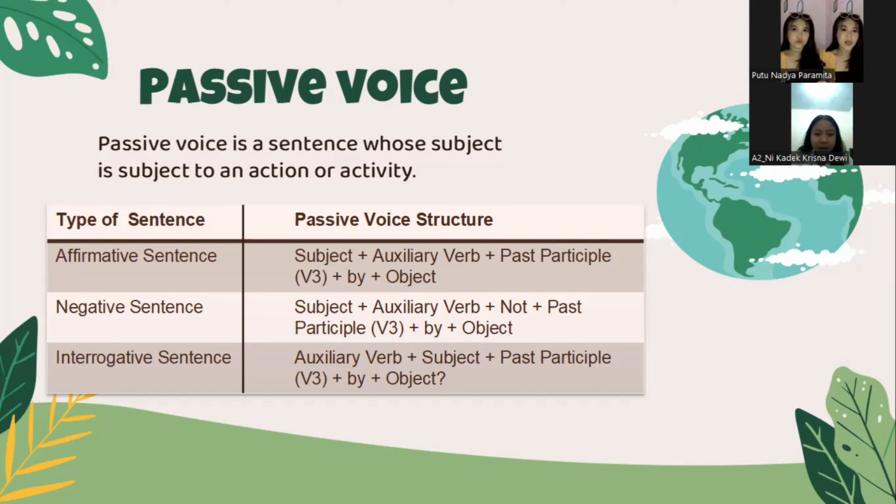And for the pattern, the affirmative sentence uses subject plus auxiliary verb plus past participle or verb 3 plus by plus object. For the negative sentence, use subject plus auxiliary verb plus not plus past participle plus by plus object. And for the interrogative sentence, use auxiliary verb, subject, plus past participle, plus by, plus object.